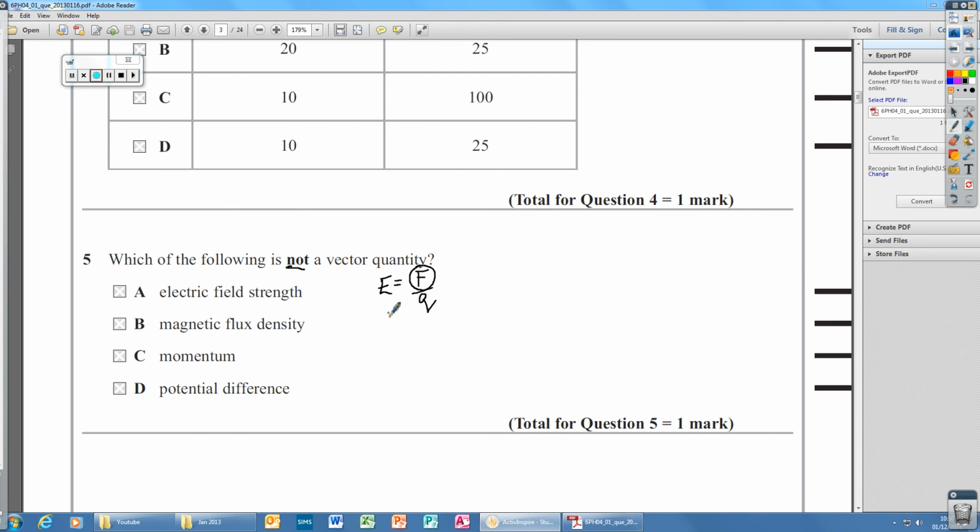Magnetic flux density. Well, let's have a look. Magnetic flux density, now that's going to be a vector as well. Why would that be? Well, I guess one definition of magnetic flux density is this one, that involves force again, so that makes it a vector. Momentum, well, velocity is a vector, so the only possible answer here is potential difference.